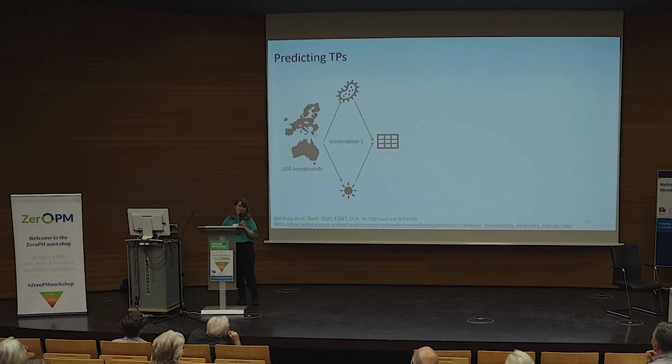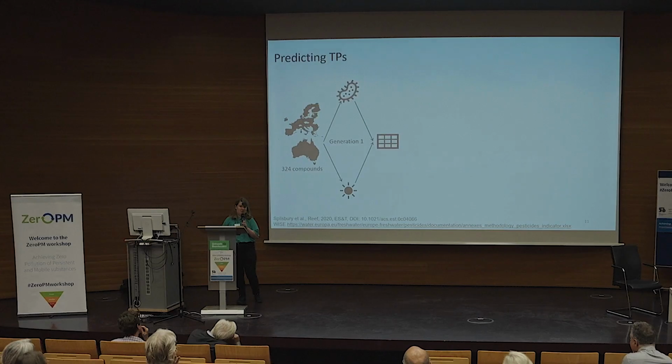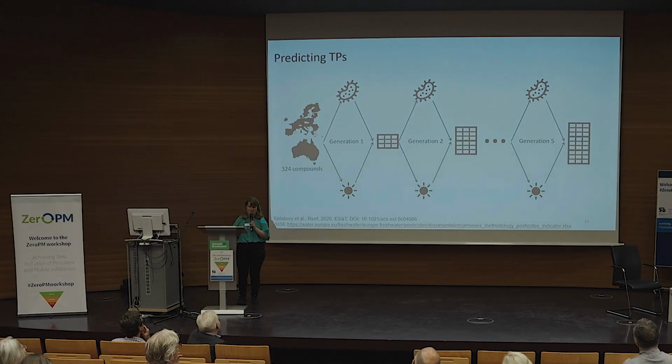So, to do this, we started out with 324 pesticides that have been identified in European and Australian ground and surface waters. And we fed them into the BioTransformer 4.0 environmental, microbial, and abiotic modules. So you'll see these here represented with this little bacteria in the sun. And we then combined all of these transformation products into a single table to get all of the unique structures. And we then fed them back in to these BioTransformer modules. So both the abiotic and the environmental microbial, and so forth for 5 generations of transformation product predictions.